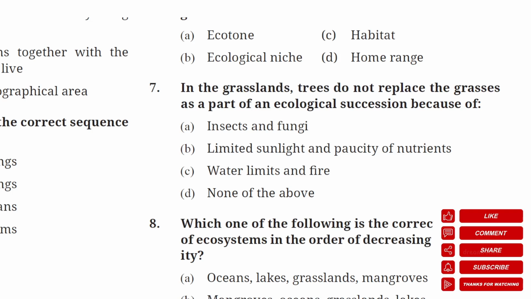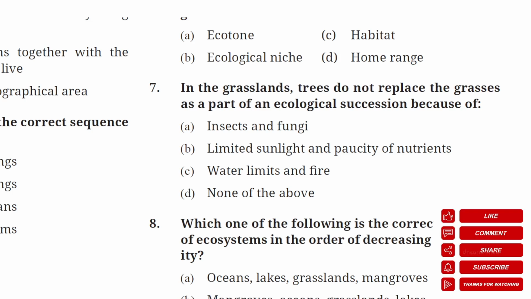Okay, the reason is, let's see, insects and fungi, that could not be the reason. Limited sunlight and paucity of nutrients in the grassland. There is obviously a very good amount of sunlight, so not the B option. Water limits and fire. Okay, that is one of the expected answers, and D none of the above. So answer is C, water limits and the fire. Let's see, grassland. In the grasslands, trees do not replace the grasses as a part of an ecological succession because of water limits and fire.